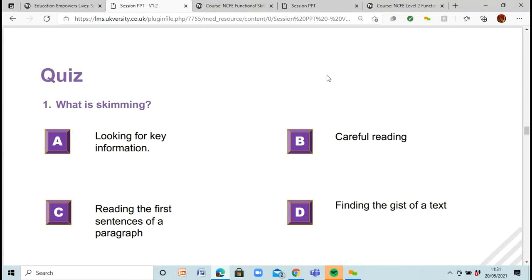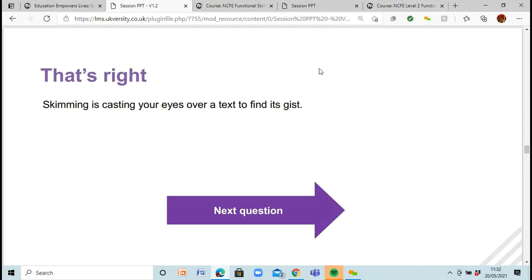So quiz now. A few questions, and I think I have four questions on here. So what is skimming? Can someone tell me what skimming is? Finding the gist of a text. Fantastic. See, I don't even need to show you this now. There you go, that's right. Skimming is to find the gist of a text. So the gist, remember, means just an idea, an overview.